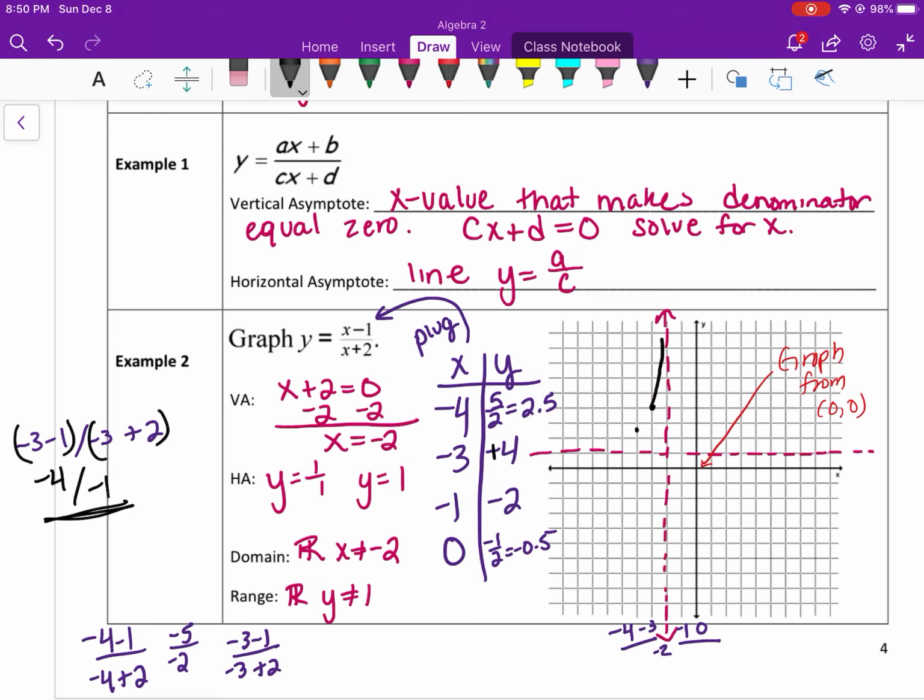know it's going to approach this positive or -2 but never cross it, and then it's going to come down, it's going to approach this 1 but never cross. So I'm getting really close to those asymptote lines but never crossing.